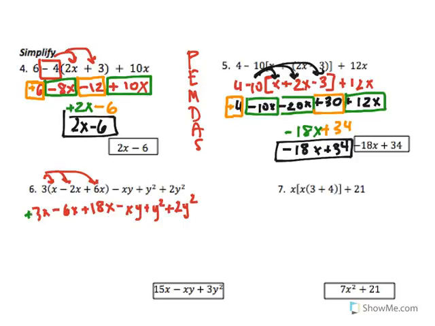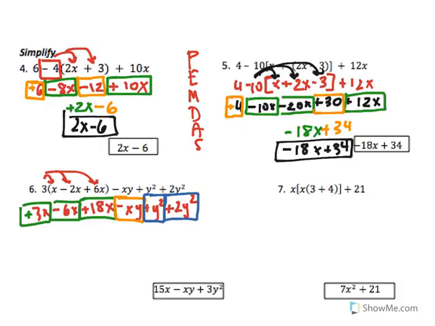I have x, x, x. Here I have negative xy. And then here I have y squared. So let's go through everything.